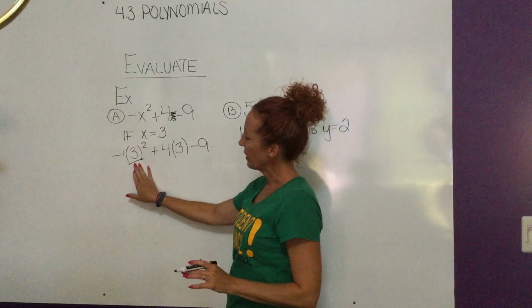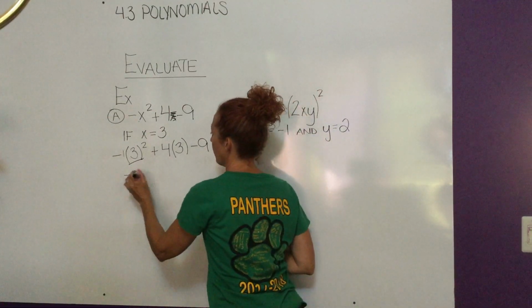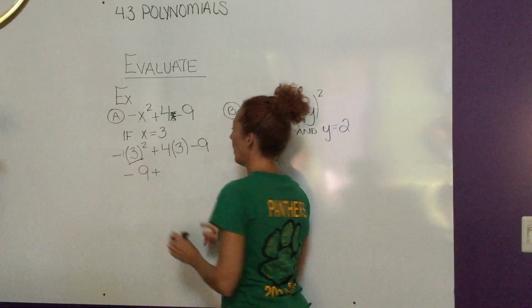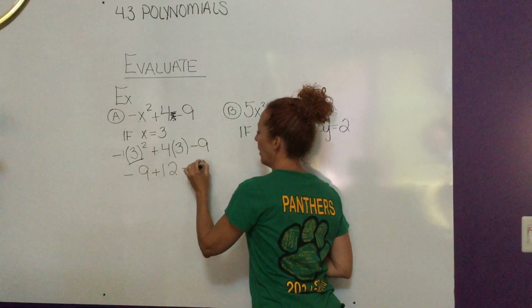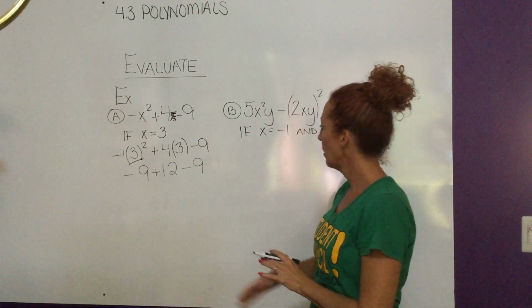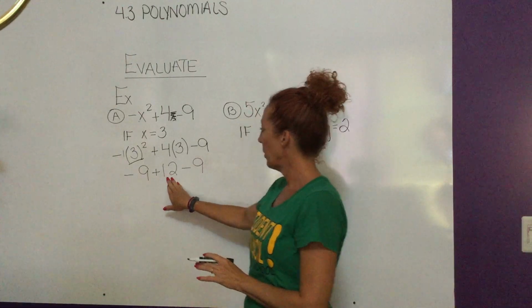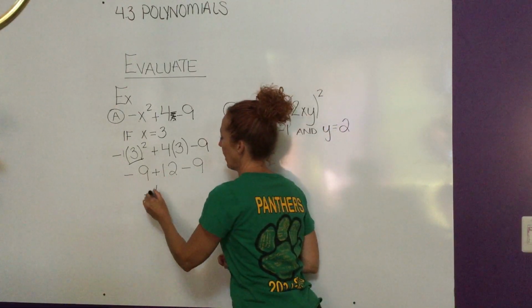So we're going to go 3 times 3 is 9, but the negative is going to change it to a negative 9. Plus 4 times 3 is 12, and then the negative 9 at the back just tacks on to the end. Negative 9 plus 12 is 3. 3 minus 9, our answer is negative 6.